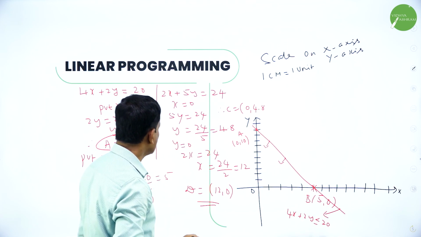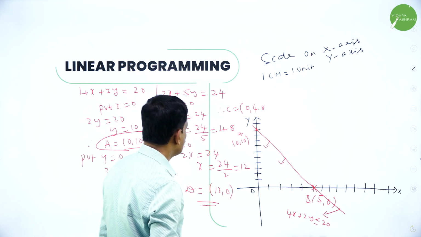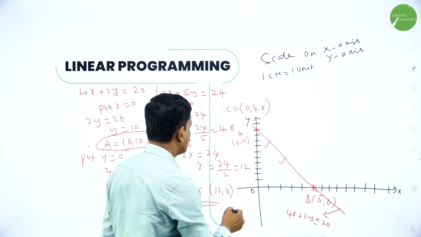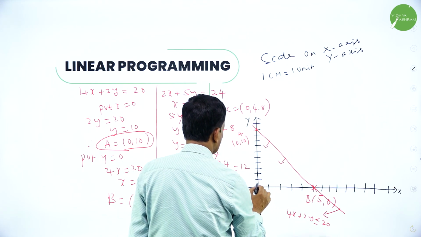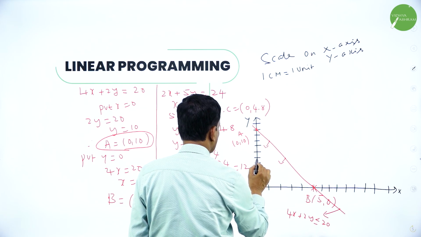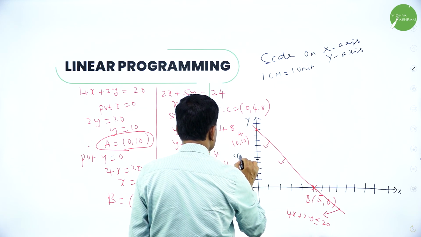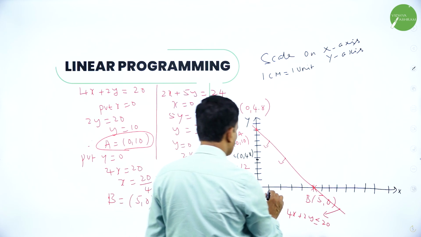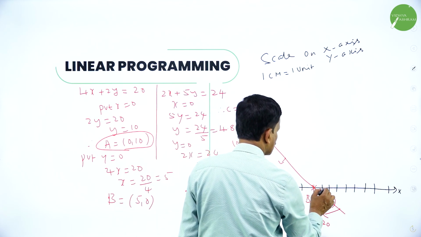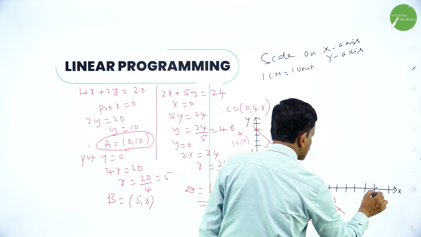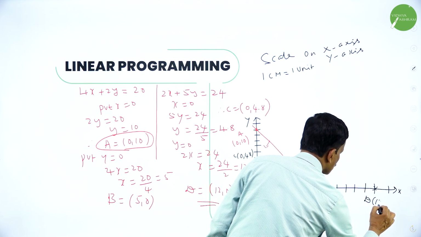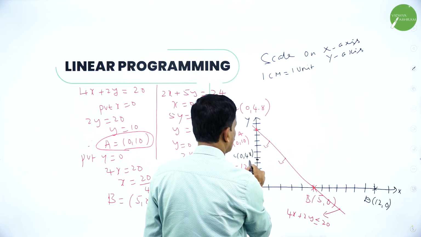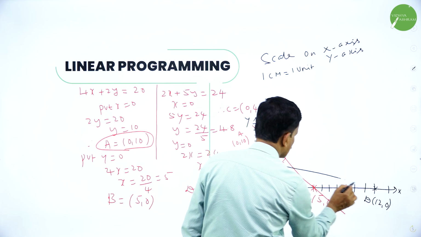Now, another curve. What is another curve? Point C is (0, 4.8). Take C (0, 4.8), somewhere between 4 and 5. And D is at 12 on the x-axis, (12, 0). Just draw a line which passes through these 2 points.